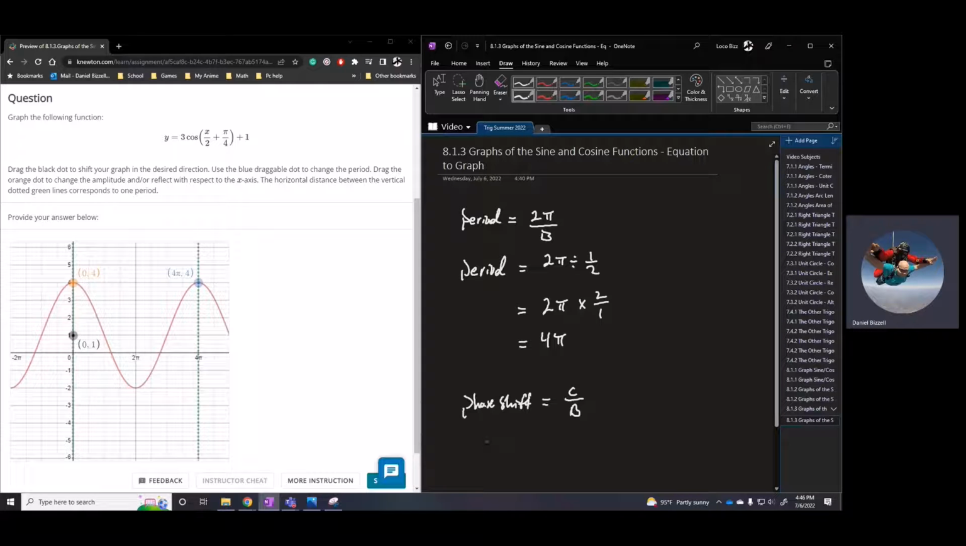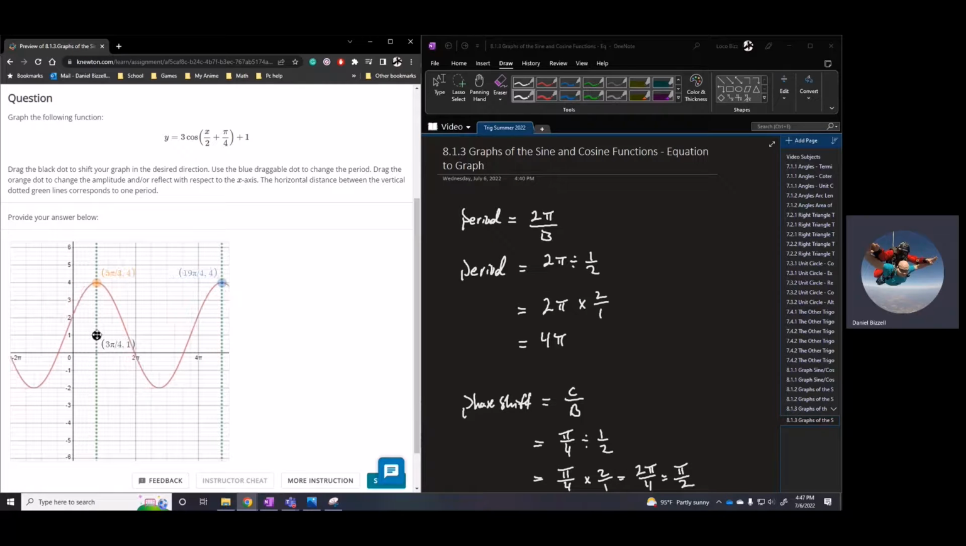So we get our phase shift is equal to our C, which is pi over 4, divided by our B, which is 1/2. We have pi over 4 times 2 over 1, and that gives us 2 pi over 4, which is pi over 2. So now we know our phase shift is pi over 2, which means we need to shift the whole equation pi over 2 to the right, which would be right here.